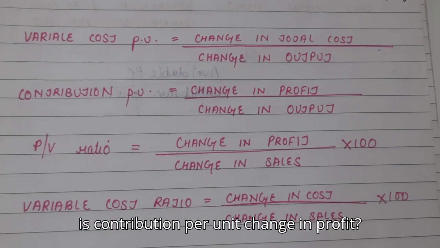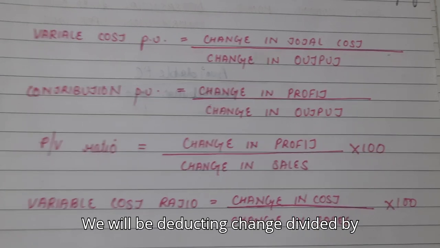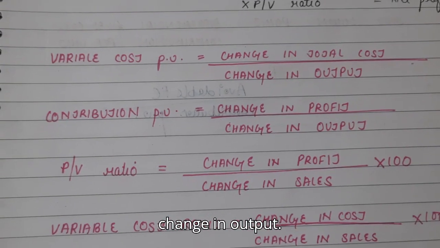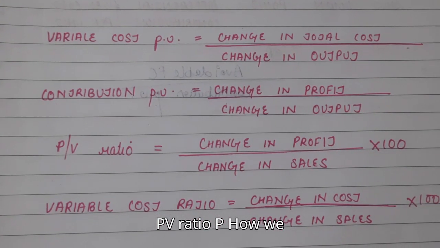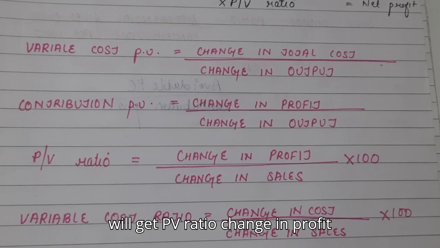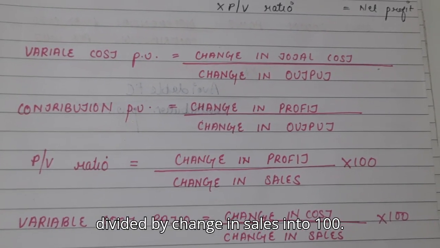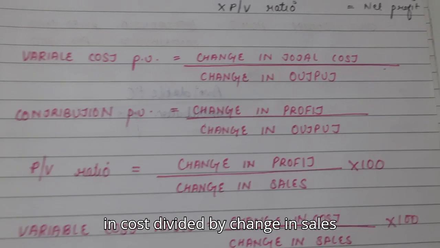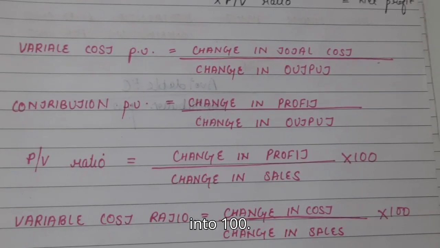Now what is contribution per unit? Change in profit divided by change in output. PV ratio: how do we get PV ratio? Change in profit divided by change in sales into 100. Variable cost ratio is equal to change in cost divided by change in sales into 100.